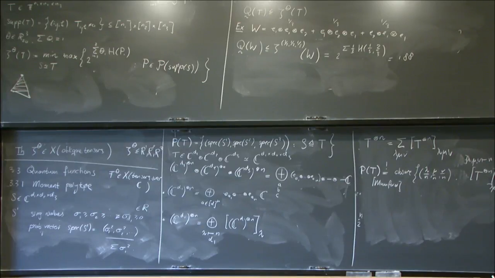So let's define these functions. We again have this parameter theta, which is again a probability distribution on 3 elements. I take my tensor T, which is a complex tensor, and then I define f theta on T as a supremum of 2 to the power, again, a weighted average of entropies. And now these come from the polytope of T. So it's the same function, but now we're going over this moment polytope.